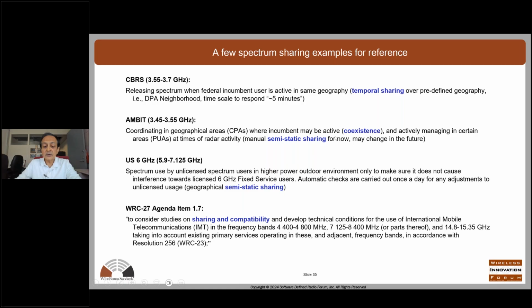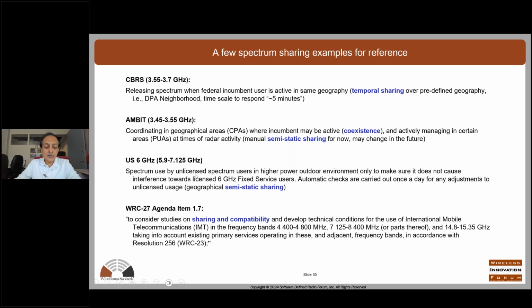So to me, this is more an example of coexistence rather than sharing as such. But then there are the periodic usage areas where the manually semi-static sharing is in it. These are places where the radar may be active from time to time, but not all the time. And when the radar is not active, we can still use that particular spectrum. That's the arrangement we have in that part of the spectrum.